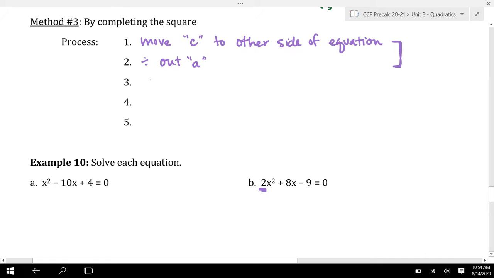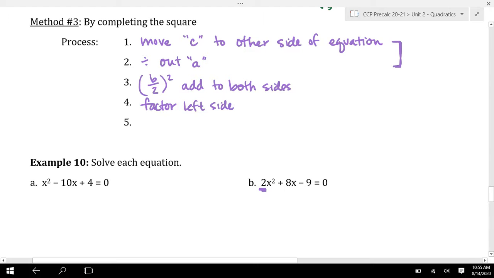Okay, so c has been moved over, a has been divided out. We're going to take half of b, so we're going to divide b by 2, and we're going to square it. And we're actually going to add that to both sides of our equation. Okay, so that b, the number in front of our x, our coefficient of x, take half of that, square it, and add that to both sides of our equation. We're doing that because we're creating an expression on the left side that then will factor.